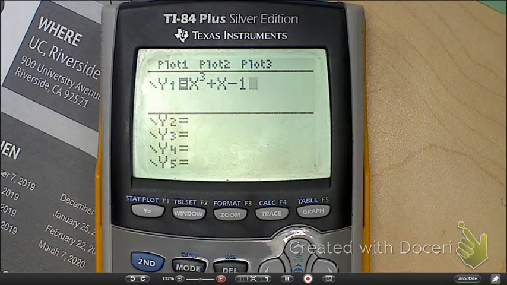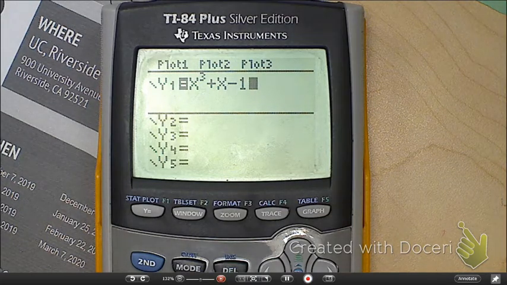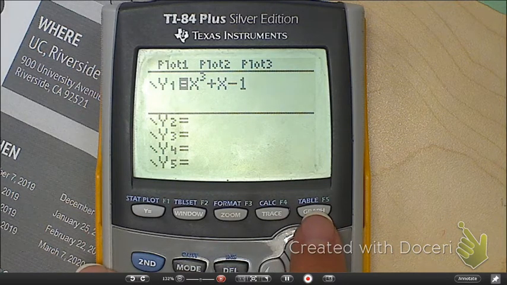So do me a favor, type that in, and then put your calculators down. I'm going to show you how to do it on my screen first, and then I'll have you guys try it. So here's how you calculate a 0. You push this button that says graph.